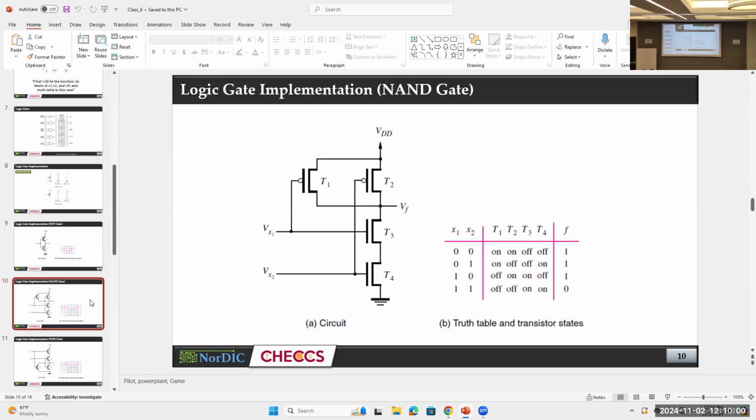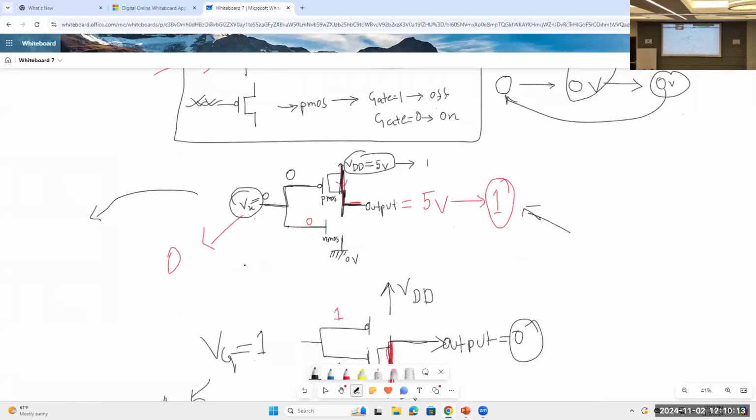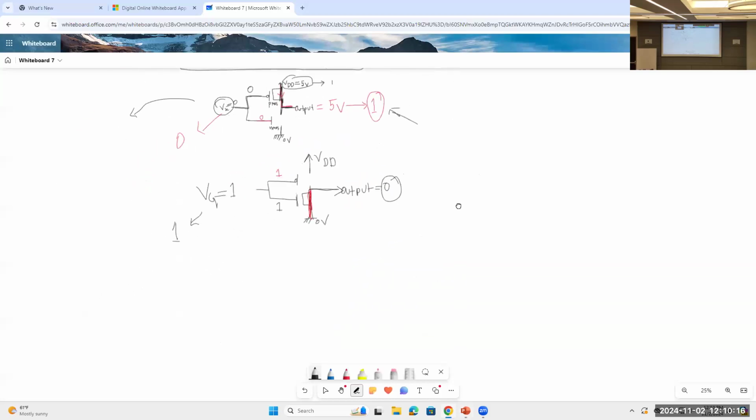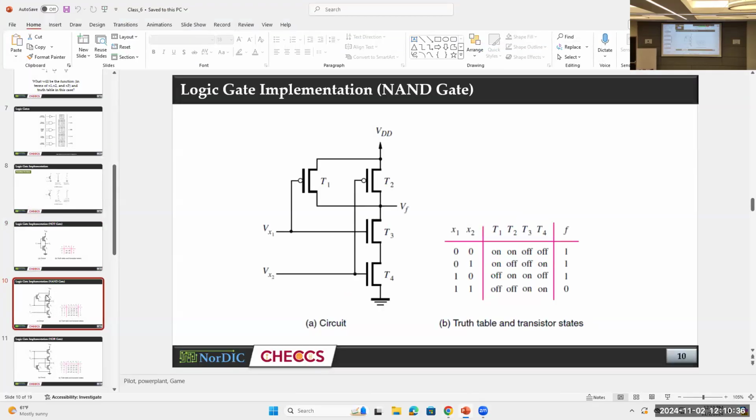Let's move to the next. I think you already get the outline. I have started with the NOT gate. Before the break, I discussed different gates, right? NOT, NAND, NOR, AND, OR. So I will go one by one now, but you will understand the operation easily if I show you one actually. So let's move to the next gate, which is the NAND gate.